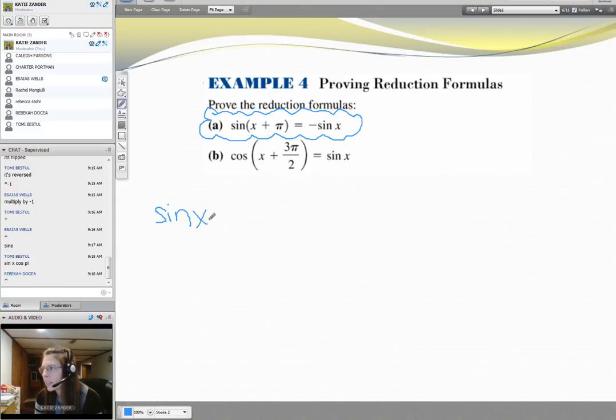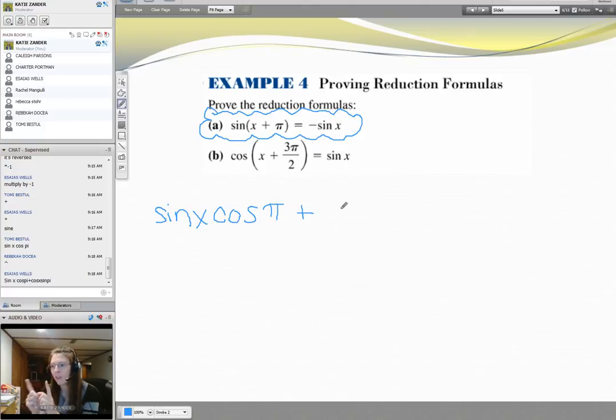Sine of x times cosine of pi. Good. Oh, look at that. We've got Isaiah says the whole thing. Good. So sine of x, cosine of pi. And notice that if you're following exactly, you can go ahead and do cosine x, sine of pi.